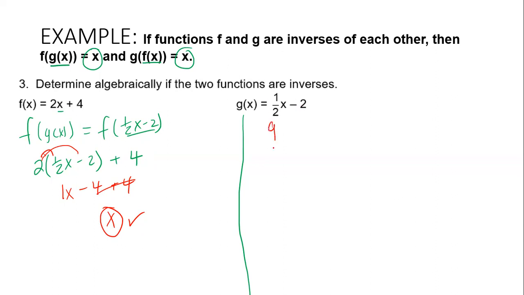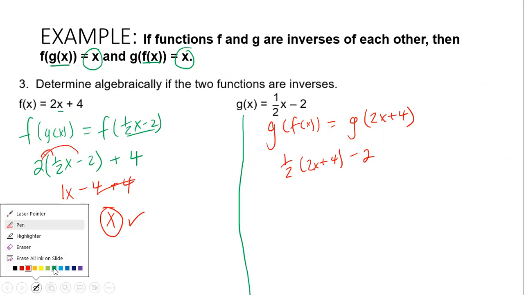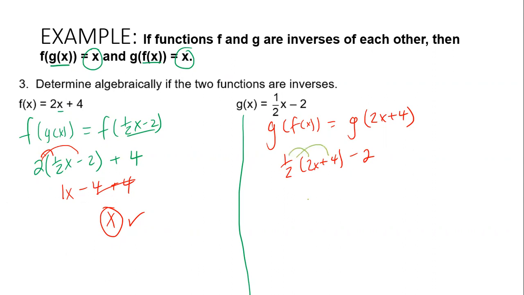Now on the other side, you're doing g composed of f of x, which means you're taking the whole function of f and plugging it into g. So we have 1/2 times 2x plus 4, minus 2. Again, we're going to distribute and combine like terms. We get 1x plus 2 minus 2. And what happens? We're left with x. So what does that mean? They're inverses. Yes, inverses.